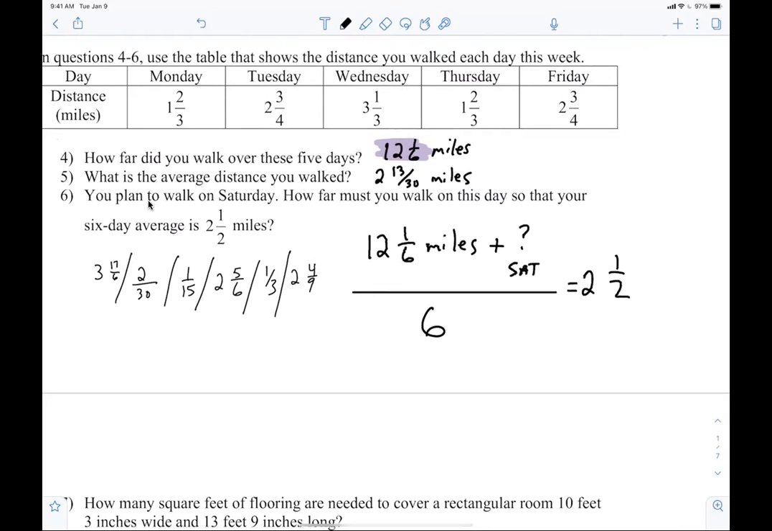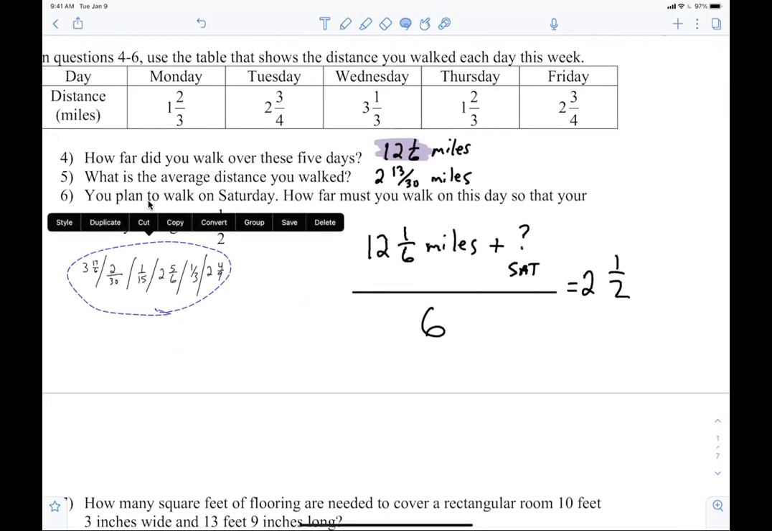Right, so that's what we have right there. That's kind of what you're supposed to be, what's supposed to be in your mind. All right, we're taking the 12 and 1/6 miles, we're adding Saturdays, and then we're dividing by 6, and I want that to be 2.5.